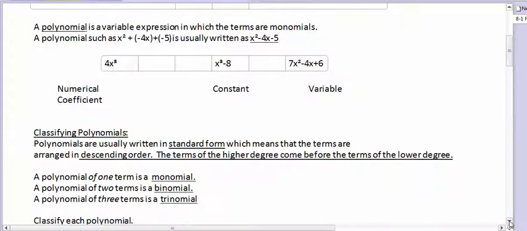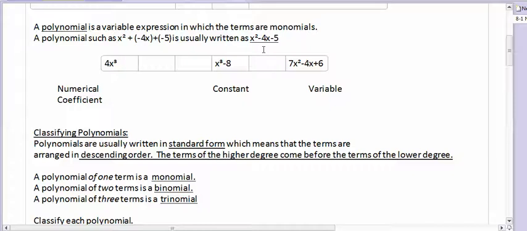Okay, now going down, a polynomial, and fill in that blank, is a variable expression in which the terms are monomials. A polynomial such as x squared plus negative 4x plus negative 5 is usually written as x squared minus 4x minus 5. And we talked about that. You're usually not going to put the pluses between them. You're just going to put the negative sign for the 4 and a subtraction sign for the 5. It means negative and it also means subtraction.